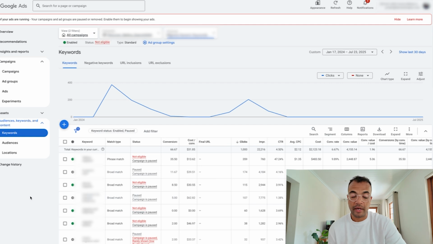First of all, never use phrase match. Either use broad or exact if it's branded, broad if it's not. But their top keyword, which they spent the most on and got the most conversions for and the highest ROAS on, is their brand name in a non-branded campaign ad group.